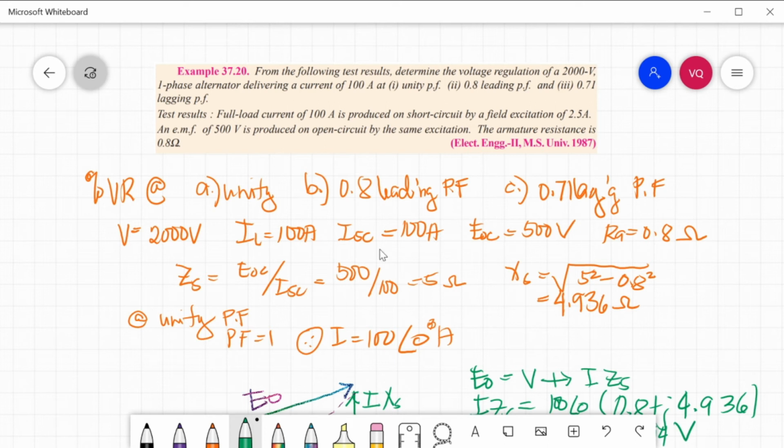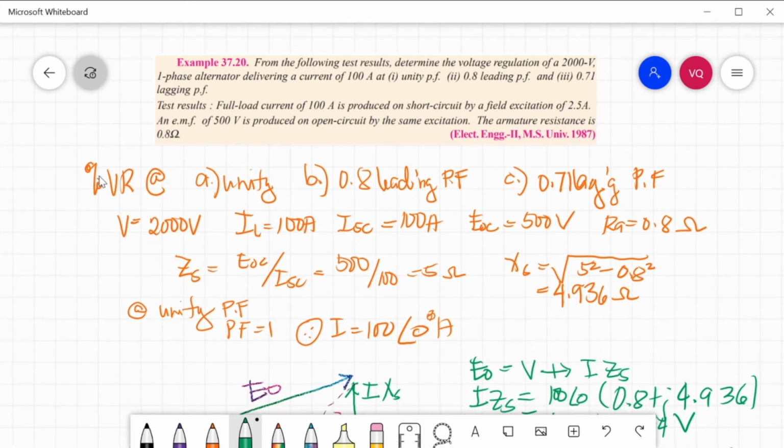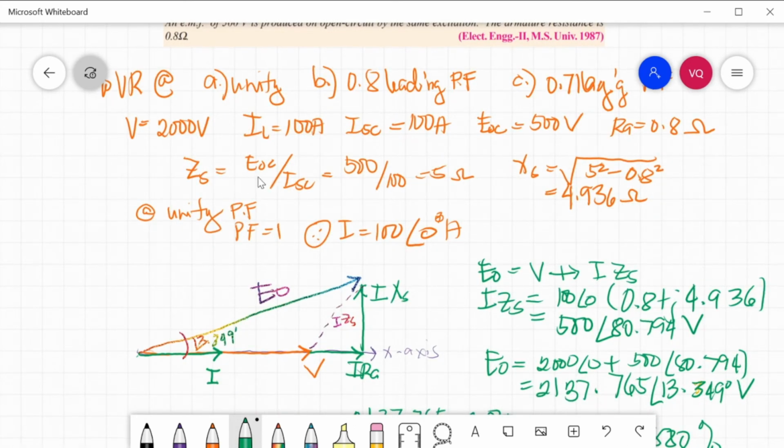So we have synchronous impedance equal to EOC, or the open circuit voltage, which is 500 volts, divided by the short circuit current, which is 100 amperes, that is 5 ohms. And solving now, XS is equal to the square root of 5 squared minus 0.8 squared. 0.8 is the armature resistance of the alternator. That is 4.936 ohms.